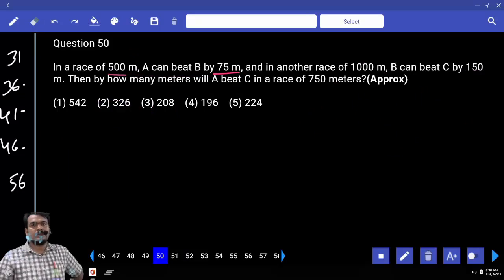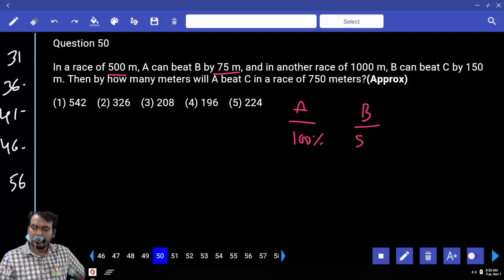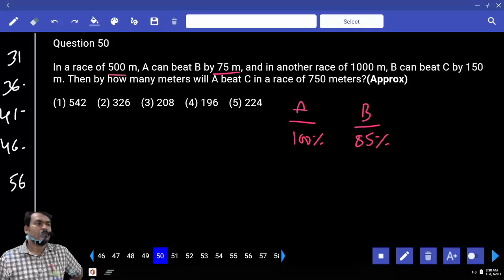75 is what percent of 500? 15%. Yes or no? If A is 100%, B is how much? 85%. Yes or no? Next.